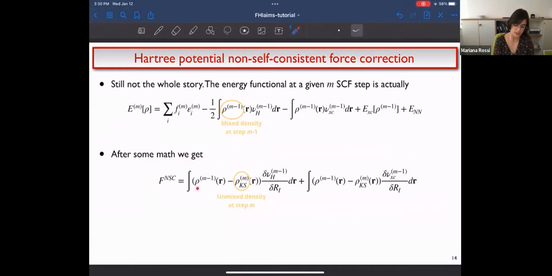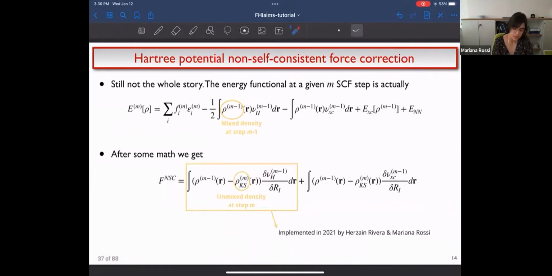So you have here a difference between the mixed density at step M-1 and the unmixed density, so the constant density itself at step M, times this derivative of the Hartree potential with respect to the positions, plus also another term with the exchange correlation potential.